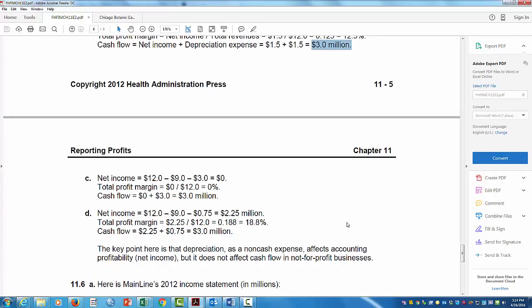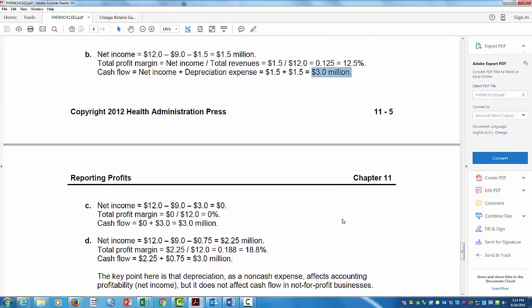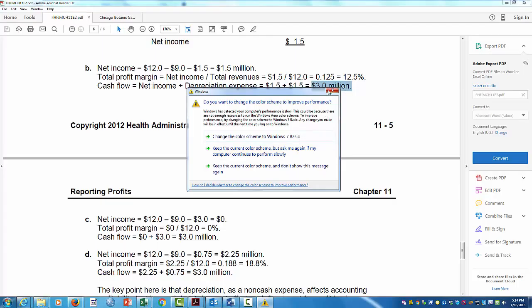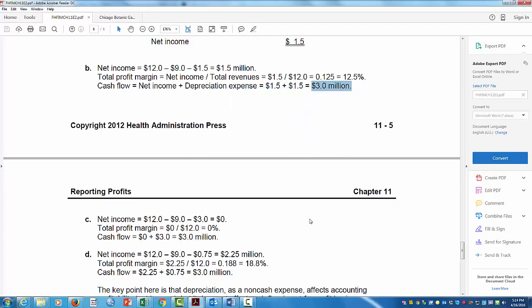Now in Part D, we have the firm doubling depreciation expense. How will that affect Brandywine's net income, total profit margin, and cash flows? If we compare that to Part B, doubling the depreciation expense to a total of 3 million will decrease our net income to zero from 1.5 million. Therefore, if we have no profit, our profit margin will also be 0, or 0%. In cash flows, we have zero net income. We've doubled depreciation from 1.5 million to 3, so therefore our cash flows will be 3.0 million.